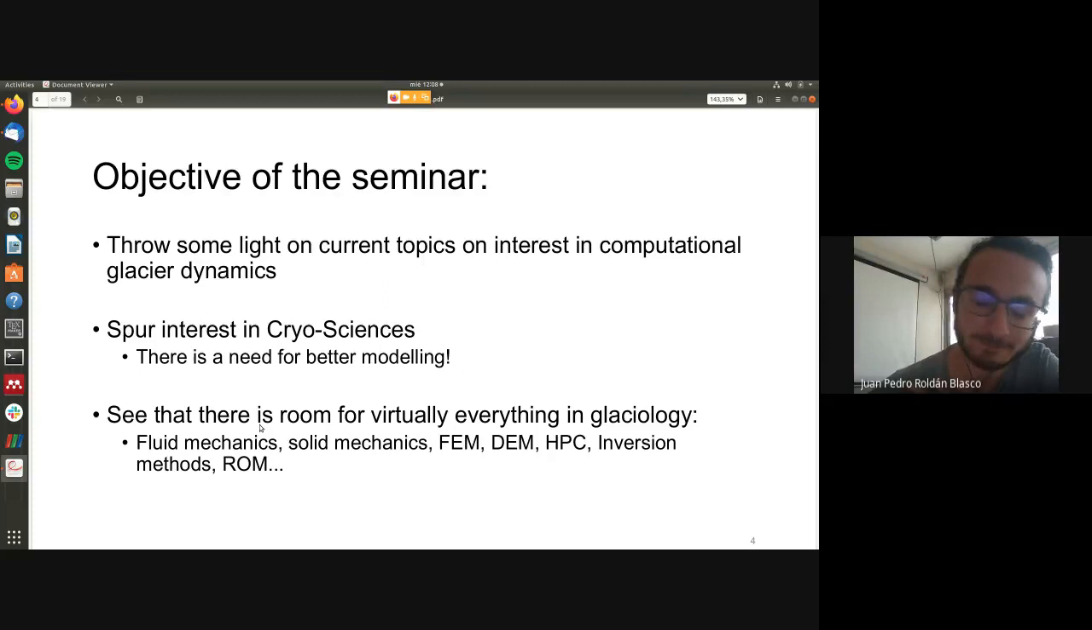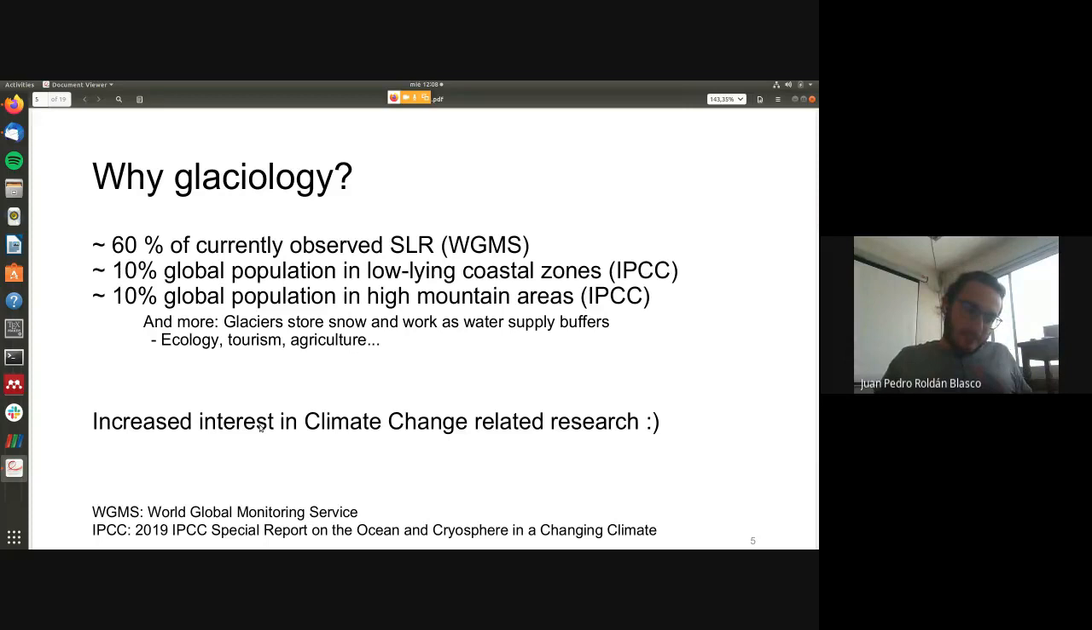So, apart from the intellectual interest, there's actually, now, of course, climate change is happening, and it's something that we are already sure about. And actually, glaciers are responsible for about 60% of the currently observed sea level rise. And this sea level rise is going to affect people who live on the coast, of course, who are directly affected by it. If you live in high mountain areas, the fact that climate change is making glaciers disappear is directly affecting your life. Your environment changes, and there is also more risk of avalanches, for instance.